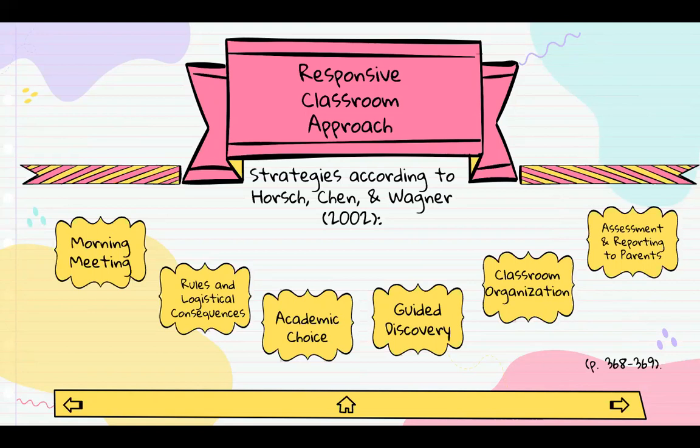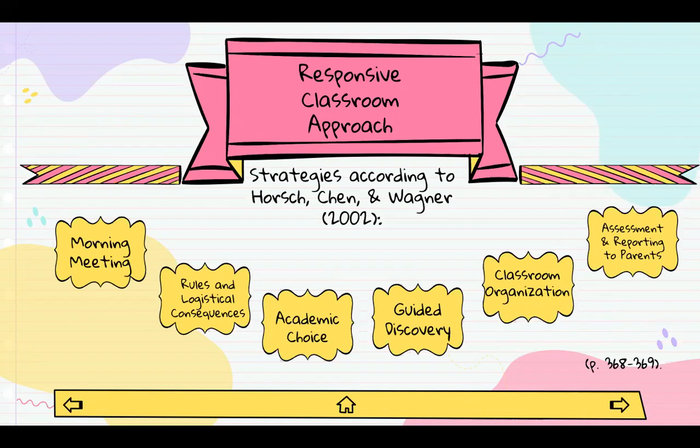Next, academic choice is giving children choices at school and helps them develop a sense of ownership in regard to their own learning process. Next, guided discovery uses modeling and demonstration to teach skills and concepts. Students also learn and practice social skills that promote cooperative learning.